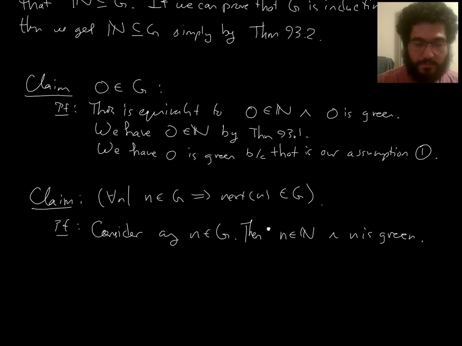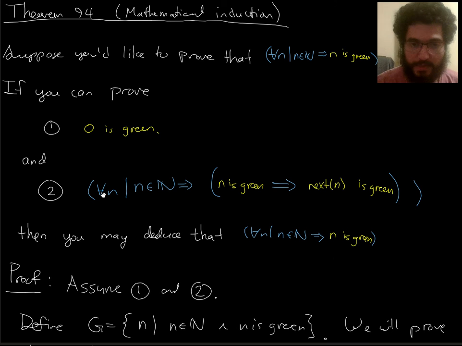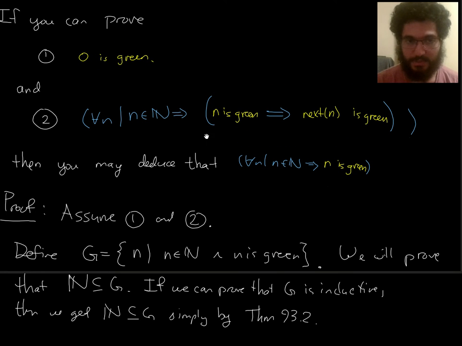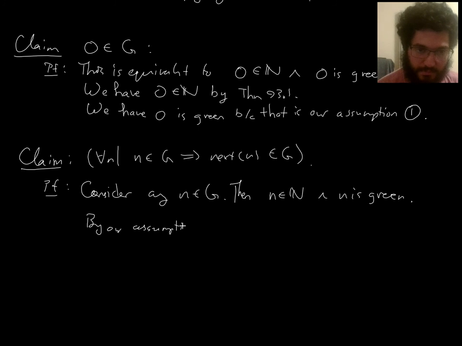Now, I've used my assumption 1, the base case. How about the assumption 2? The assumption 2 says anytime you have a natural number, then if it's green, its next is green. So by assumption 2, this is universal instantiation, basically applying this to a specific case, next n must be green. So by our assumption 2, next n is green.